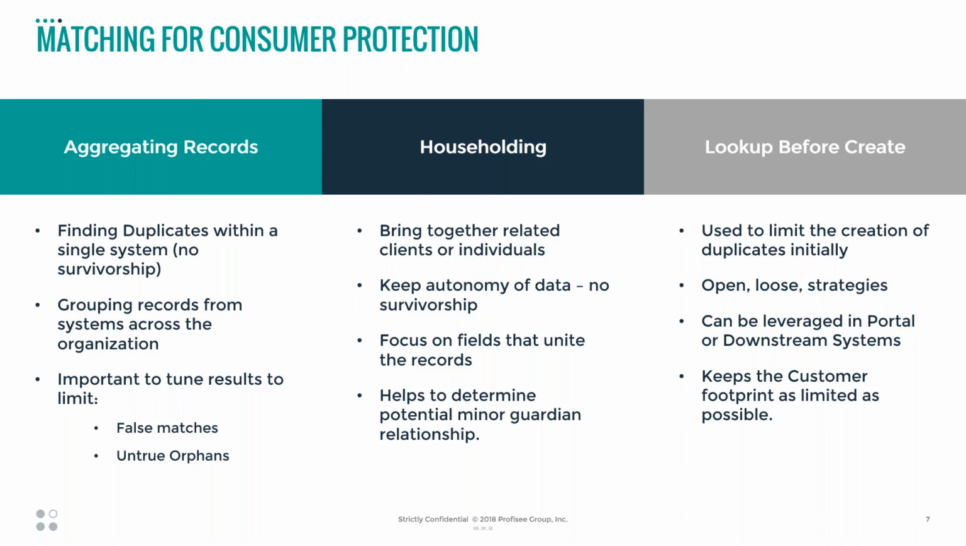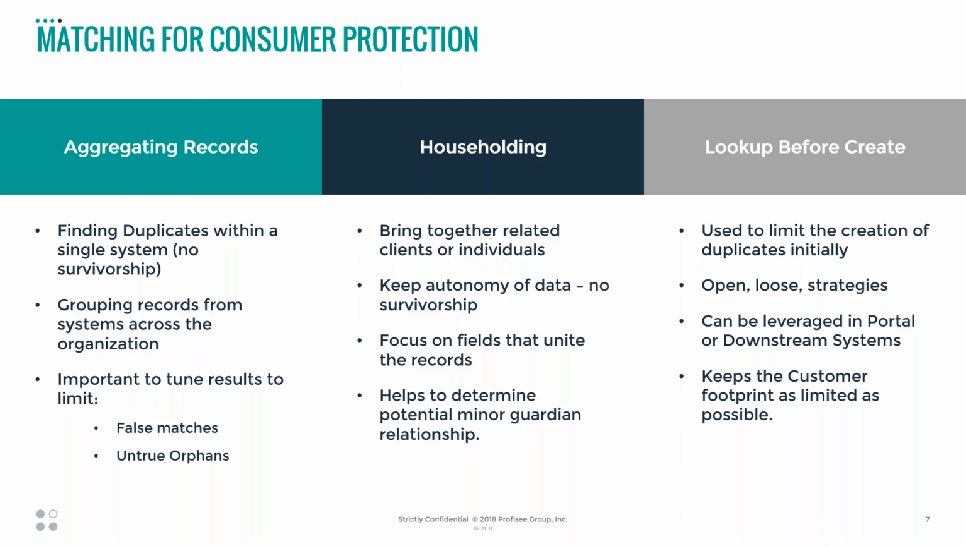We want to group records from systems across the organization. So we want to figure all those things together, bring them together, and it's important to tune results to limit false matches and untrue orphans, right? This is the idea that we don't want to group things together, because if we eliminate a person from Wisconsin, it could create havoc for our business if they're grouped in with a person from California and they're not the same person. On the other hand, we don't want to get hit with a $7,500 fine because we did not recognize that there were these 6 other records for James Smith that existed within my system.